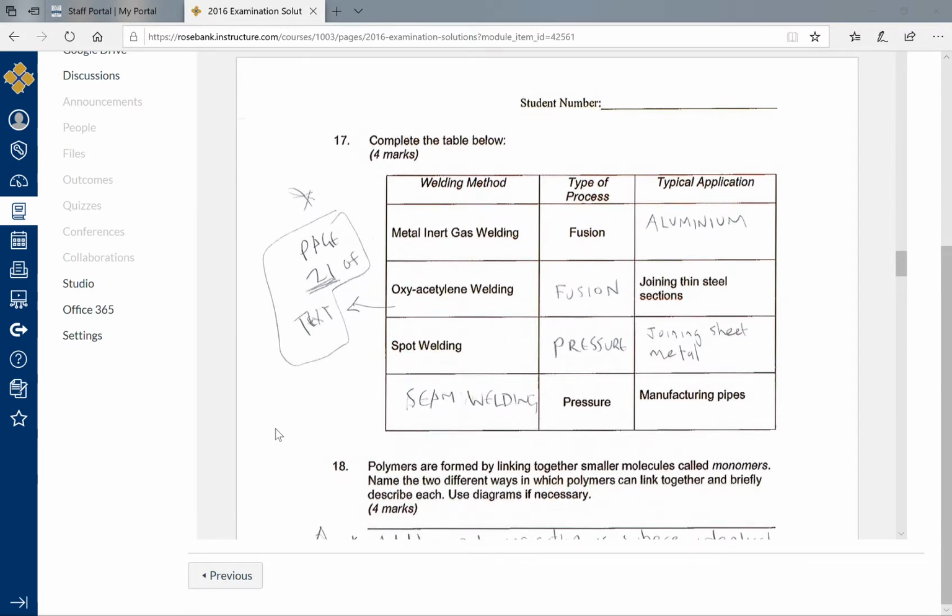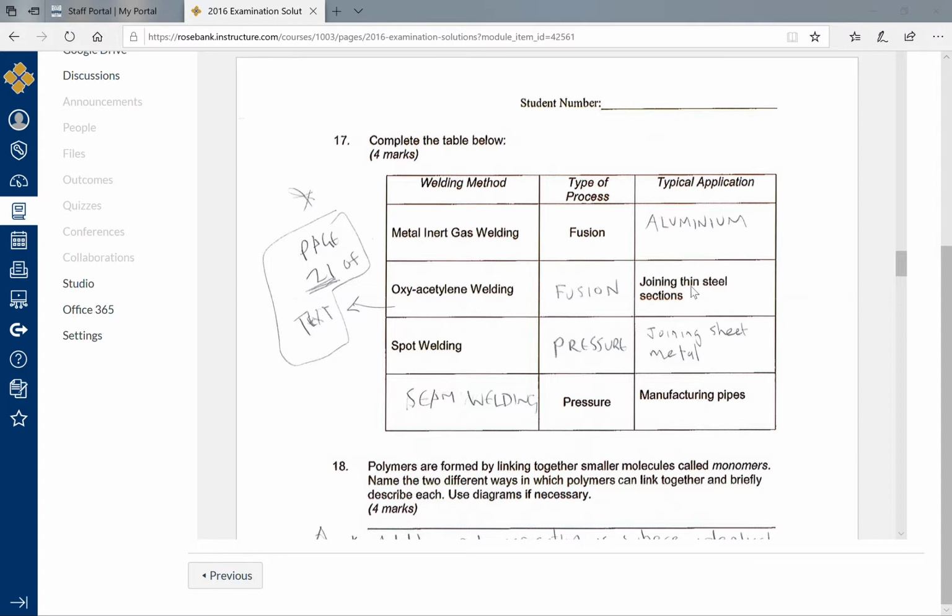For this table here, this is page 21 of your textbook. You really need to have a good look at that. Each one of these types of processes is usually either fusion or pressure, and you've got to fill this table out. So metal inert gas is a fusion process. Aluminium is one of the things that you can weld with a MIG welder.